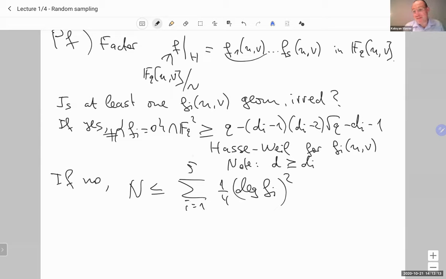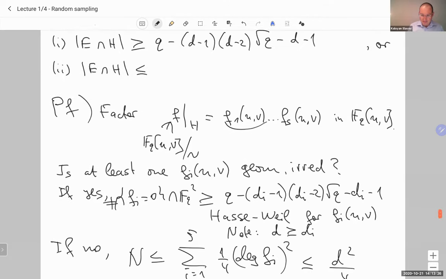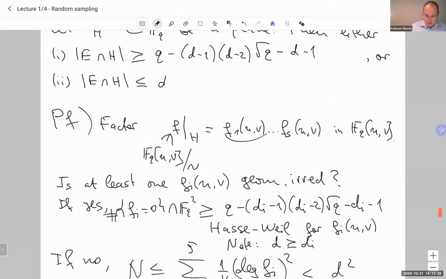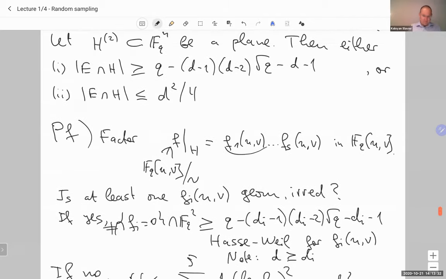This is what we proved at the very beginning about a curve which is FQ reducible but geometrically reducible. And this is less than or equal to d square over 4, because d is the sum of all the degrees. And now I can complete here the bounds, less than or equal to d square over 4. There we go. So the intersection is either very large or very small.